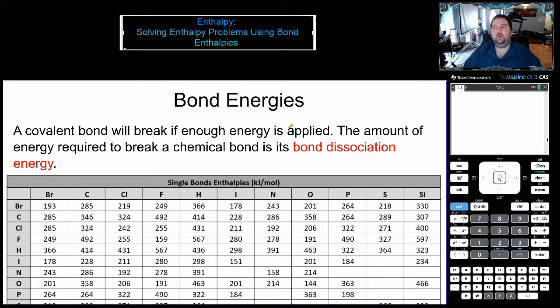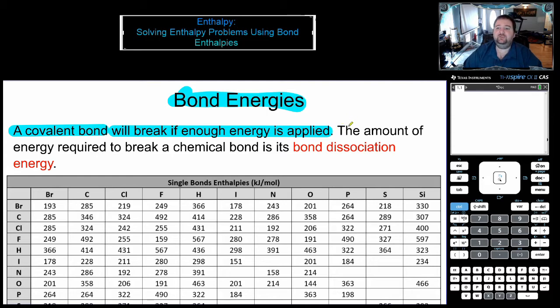Today we're going to be continuing on in our unit on enthalpy, and we're going to be actually solving enthalpy problems using something called bond enthalpies or bond energies, which is the topic for the day. So we know that all compounds have either covalent or ionic bonds holding them together. And covalent bonds will actually break if they absorb enough energy to break those bonds. And so what we're going to be doing today is using those bond energies to calculate our change in enthalpy.